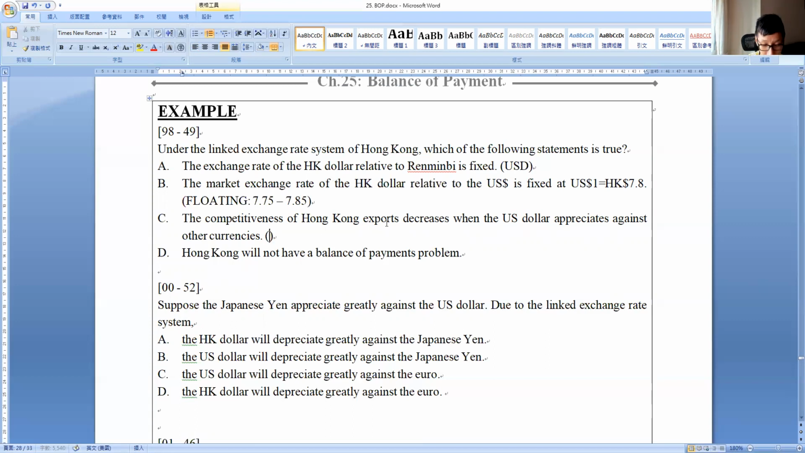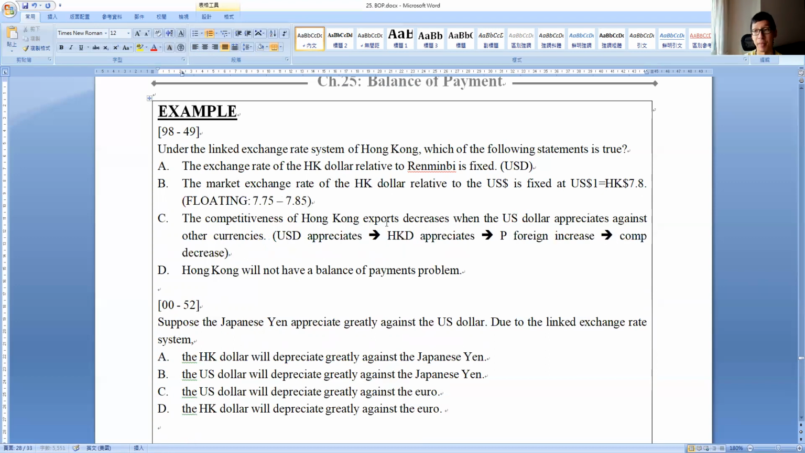The competitiveness of Hong Kong exports decreases when the US dollar appreciates against other currencies. Take it slowly. When USD appreciates, what happens? It is equally well to say the Hong Kong dollar appreciates. When the Hong Kong dollar appreciates, the price in terms of foreign currency would increase. It becomes more expensive. So what happens to your competitiveness? Your competitiveness would decrease instead of increase. You will export less.